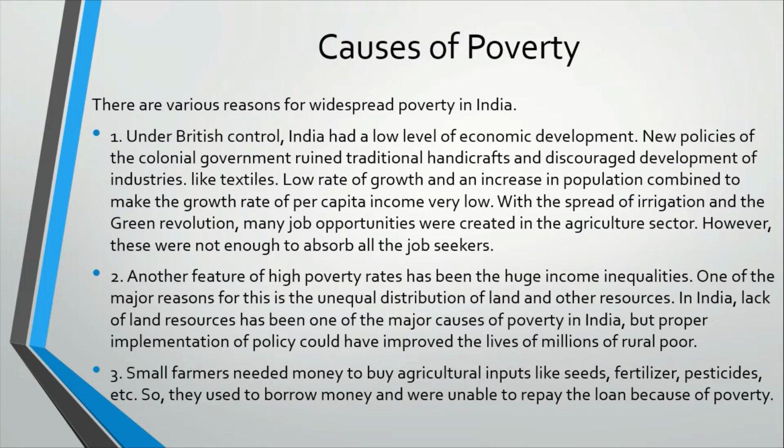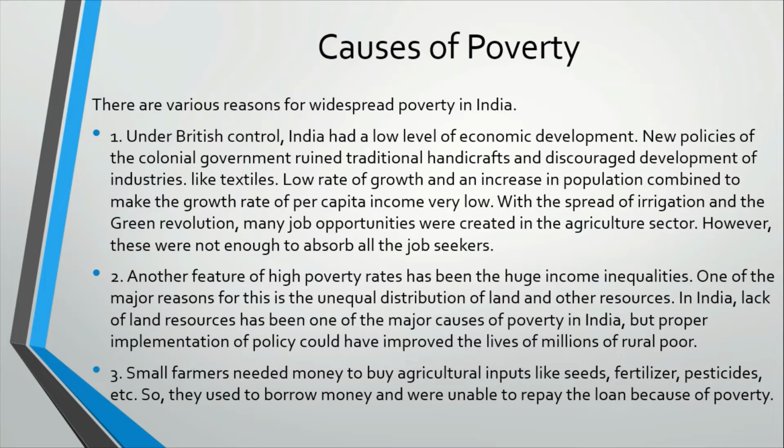Causes of poverty. There are various reasons for widespread poverty in India. First, under British control, India had a low level of economic development. New policies of the colonial government ruined traditional handicrafts and discouraged development of industries like textiles. Low rate of growth and an increase in population combined to make the growth rate of per capita income very low.